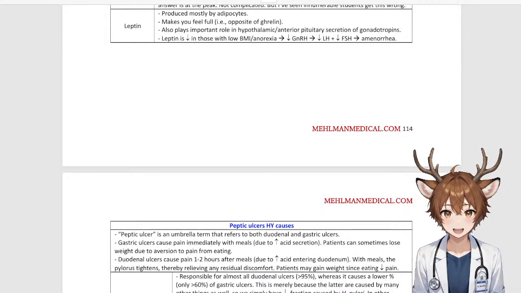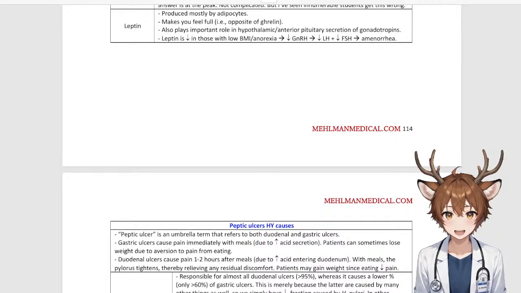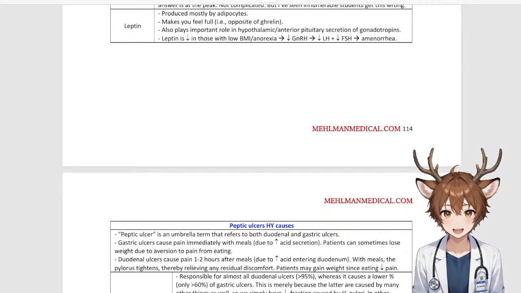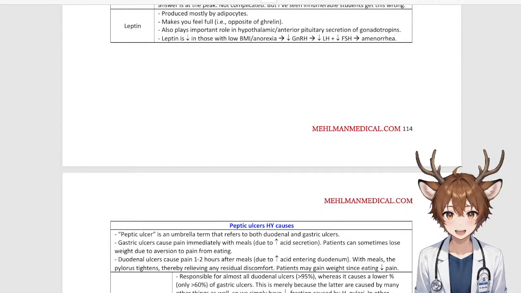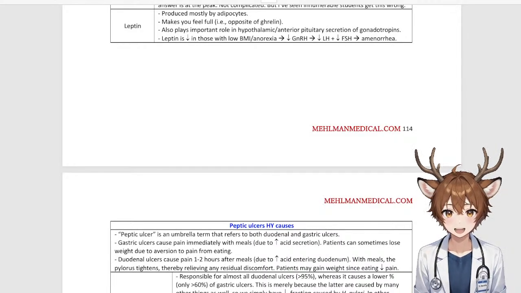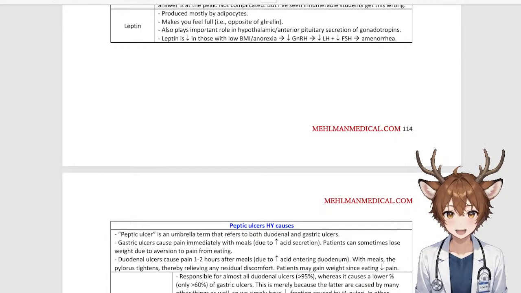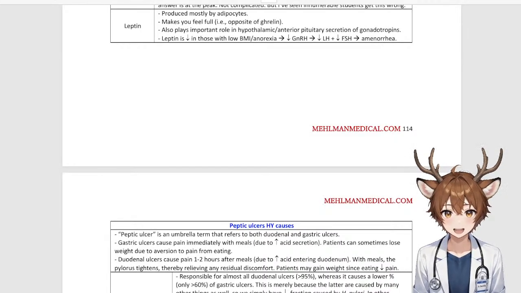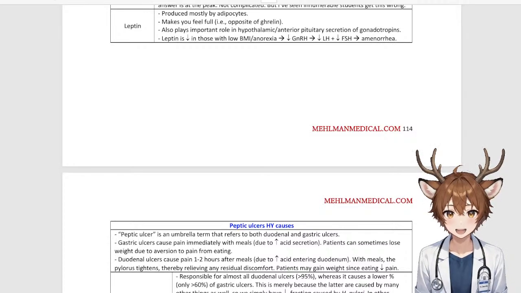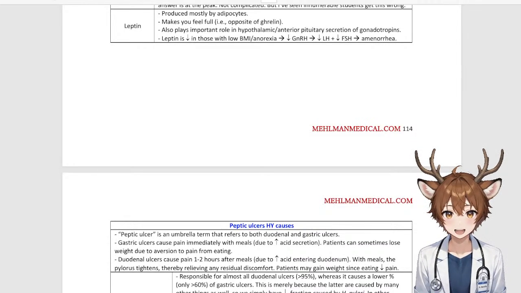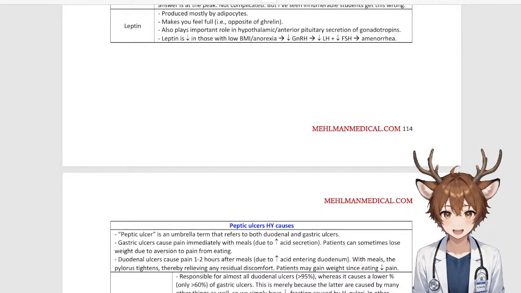Leptin, produced mostly by adipocytes, makes you feel full, i.e. opposite of ghrelin. Also plays an important role in hypothalamic / anterior pituitary secretion of gonadotropins. Leptin is decreased in those with low BMI / anorexia. You have a decrease in gonadotropin releasing hormone and a decrease in LH and FSH, luteinizing hormone and follicle stimulating hormone, leading to amenorrhea.